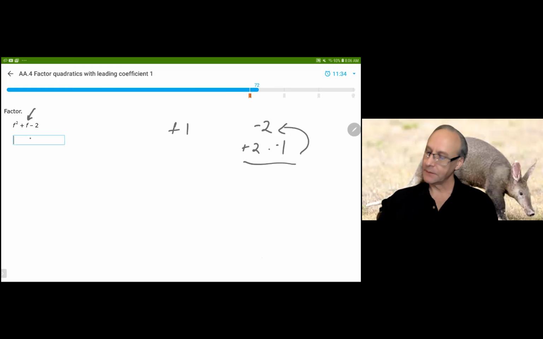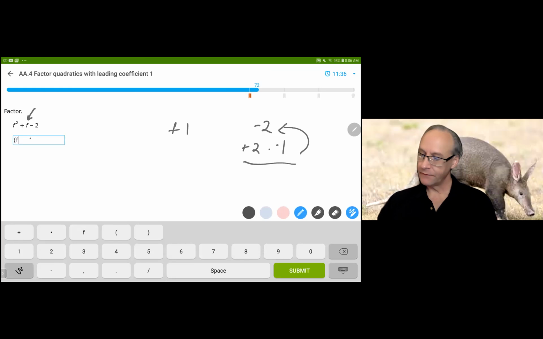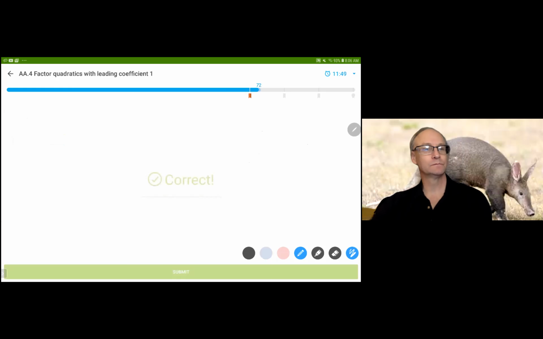So we're talking about f plus 2 and f minus 1. Notice that I'm putting the spaces in there just to make sure. And that will give us a positive 1 in the middle.